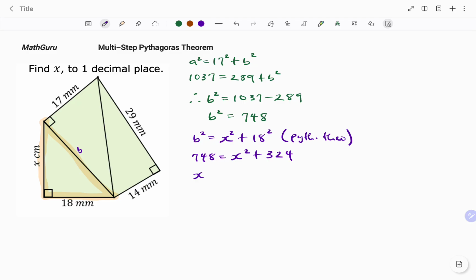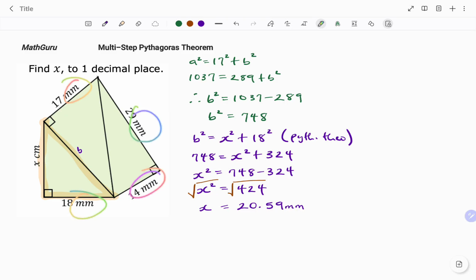Therefore, x squared is equal to 748 minus 324. If I subtract that, x squared is equal to 424. And in order to find x, I'm going to find the square root of both sides. Therefore, my x is equal to the square root of 424, which will give me 20.59. Note that what we've been doing so far is in millimeters. So therefore, my answer is in millimeters.